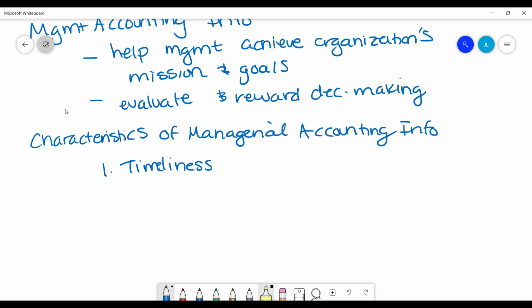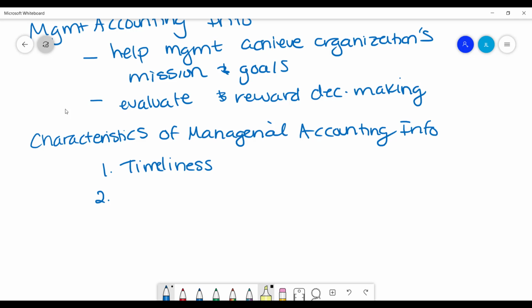Okay? And a company can really save money by helping their managers make better decisions if they are able to act quickly. If management has information now versus tomorrow, they can make decisions more quickly, and that might help to save money down the line.